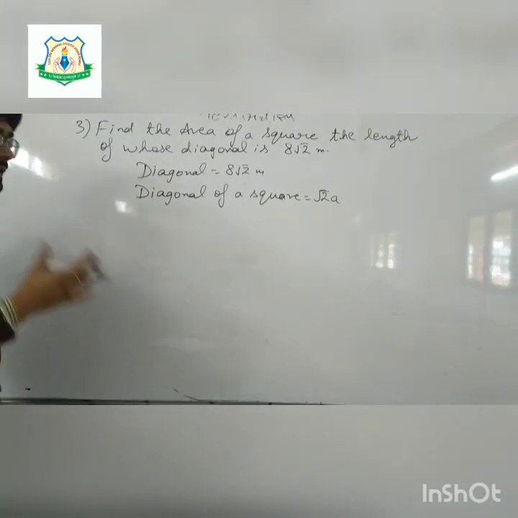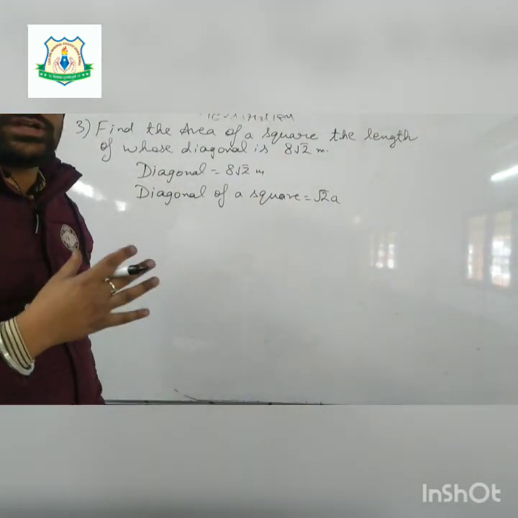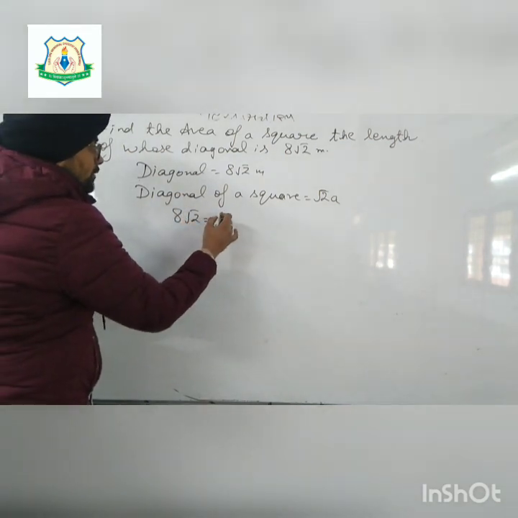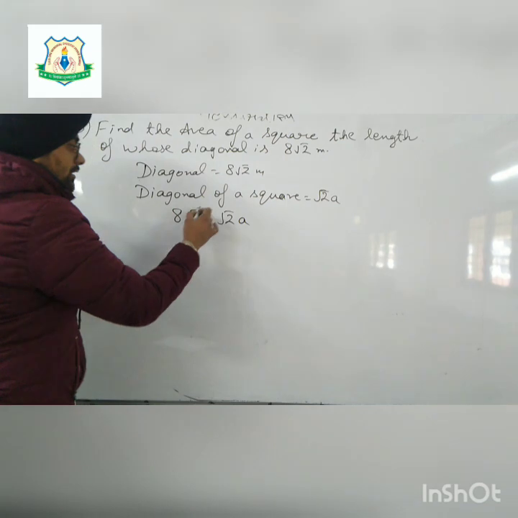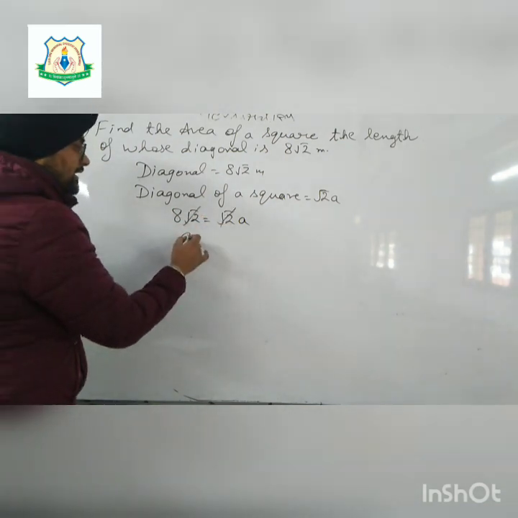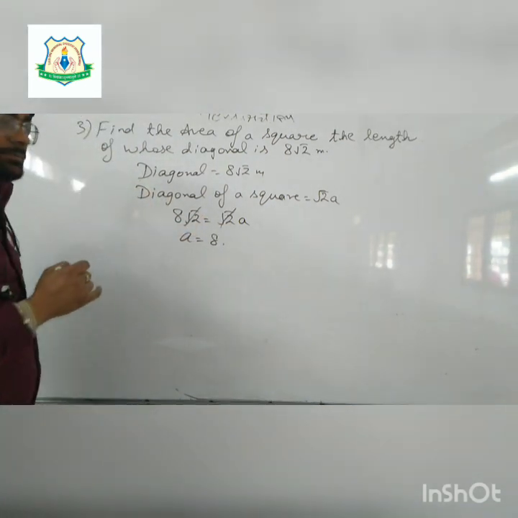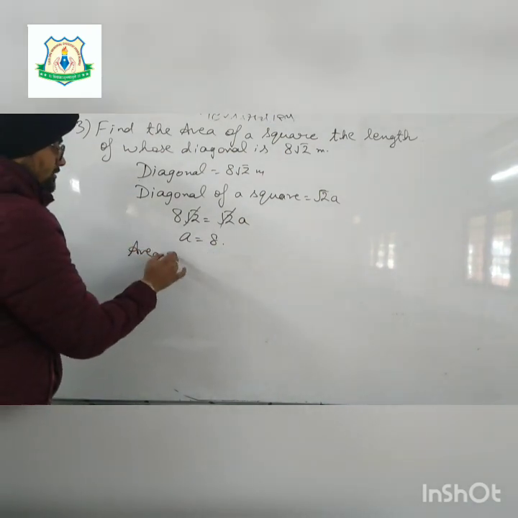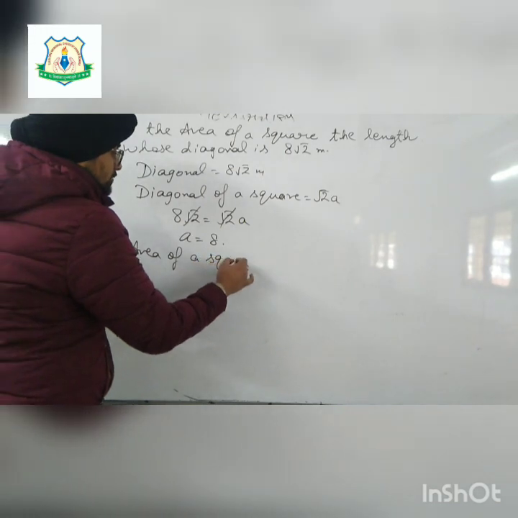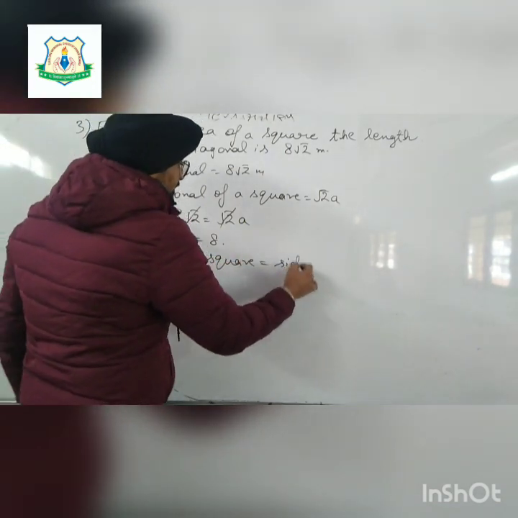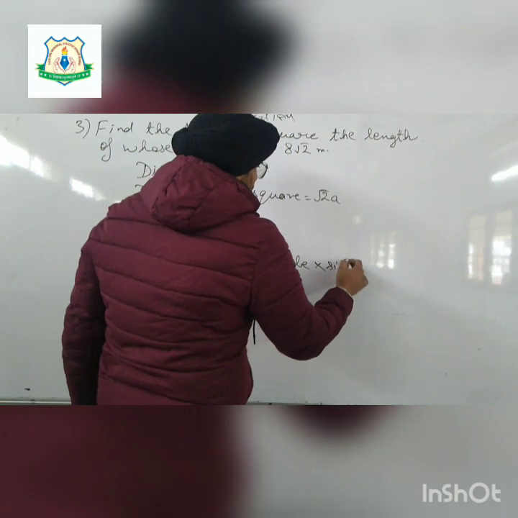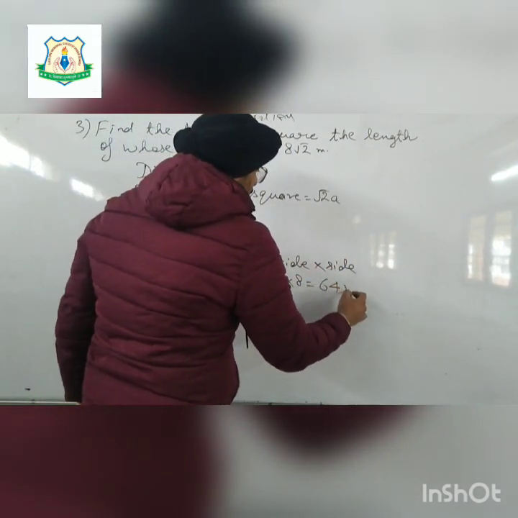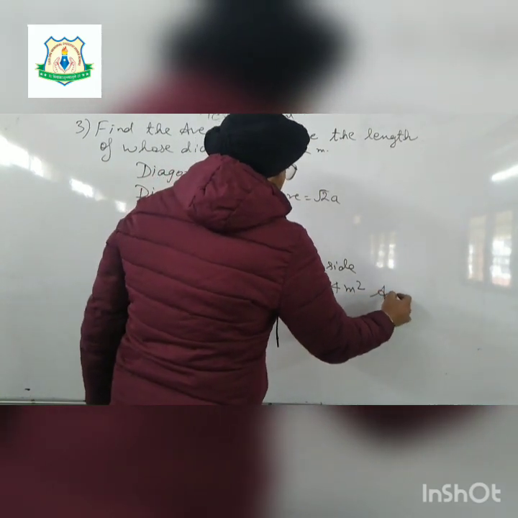So for calculating the area, we have to take out the side. So diagonal value is given as 8 root 2 is equal to root 2 a. Root 2 is cancelled from both the sides. Value of a is 8. It means the side of the square is 8. Now calculate the area of a square. So area of a square will be your side multiplied by side. So here side is 8. So 8 multiplied by 8 is 64 meter square. So this is our final answer.